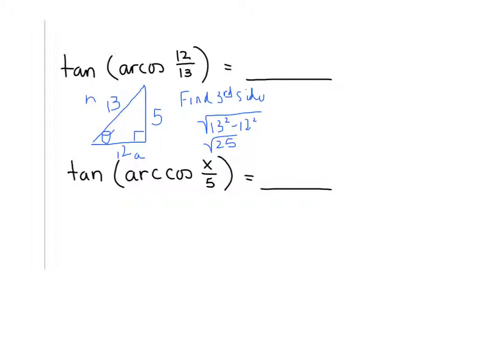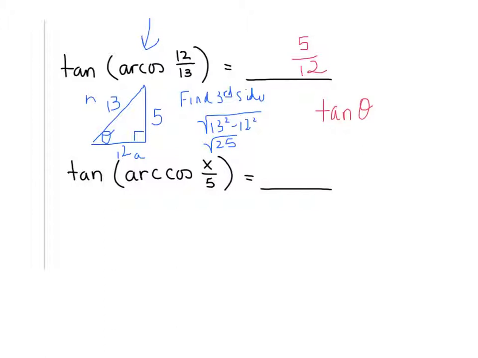All right? And then, drawing the triangle came out of this part right here, the arc cosine. Now I want to find the tangent of theta. Now that I have my triangle, use the triangle. Tangent is opposite over adjacent, which is 5 over 12. So the answer, the tangent of the arc cosine of 12/13 is 5/12. Okay, and we'll do this last one.